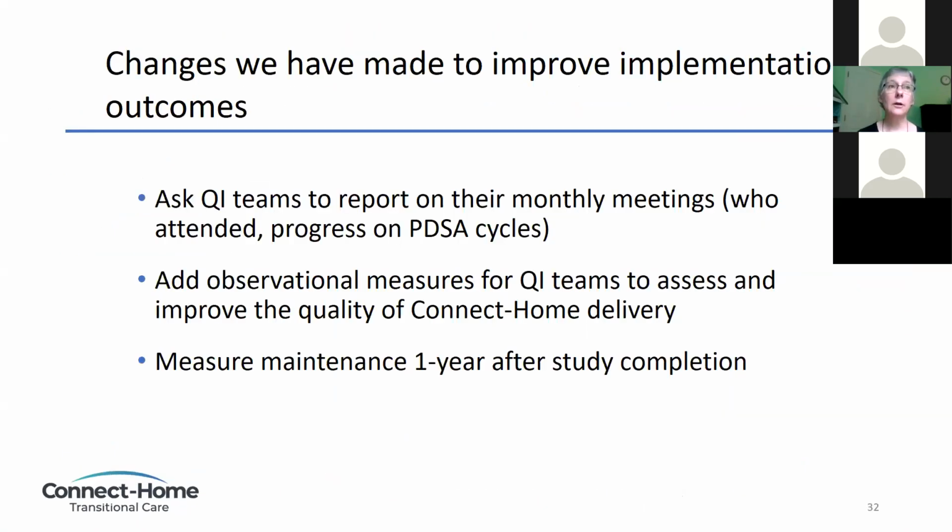So in our current study, small study, we've made some changes. And so one of the changes is that first bullet there. We've asked QI teams to report on their monthly meetings. So we're holding them accountable and asking them to let us know that they met, who attended, and we've given them a structured reporting form for planning and conducting PDSA cycles. The third bullet there, we're also going to measure maintenance 1 year after study completion.